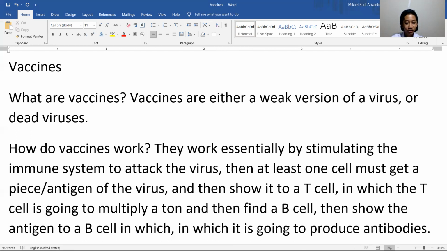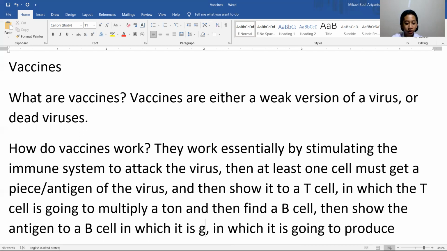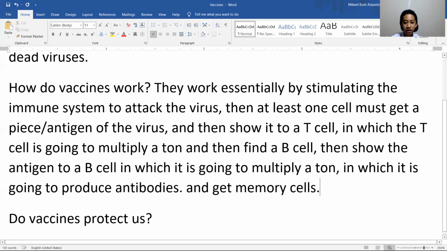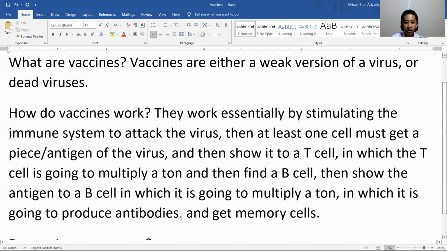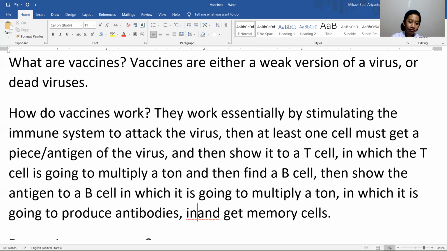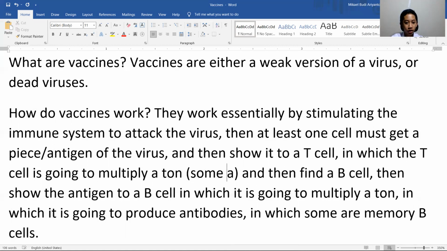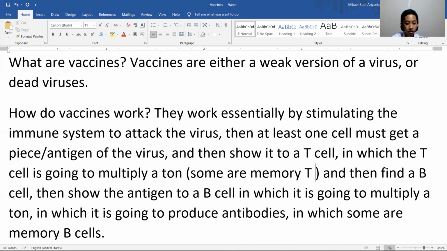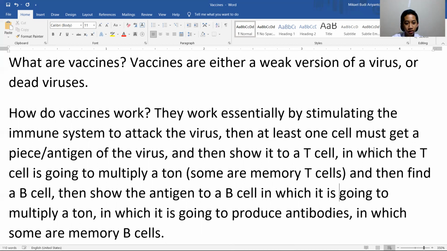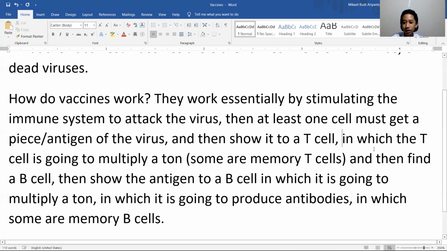Wait, why is my typing so bad today? The B cell is going to multiply again, in which it is going to produce antibodies. Some are memory cells, memory B cells. And then there are the memory T cells that multiply and find a B cell. I'm not really getting into the specifics.